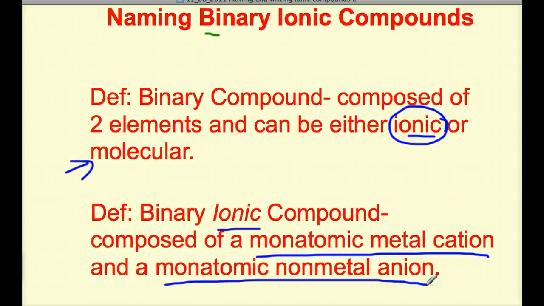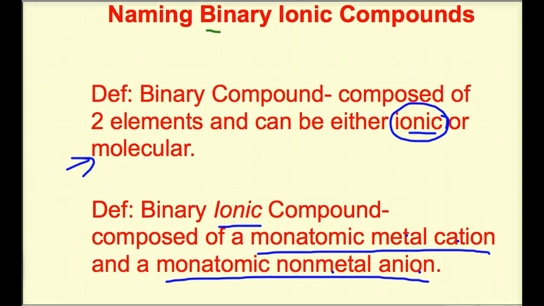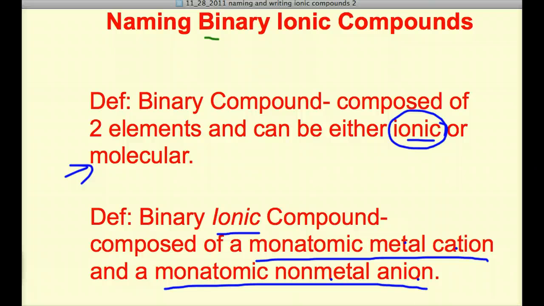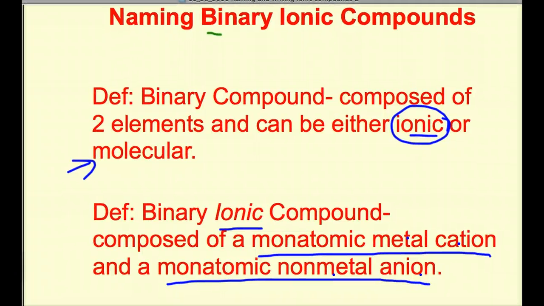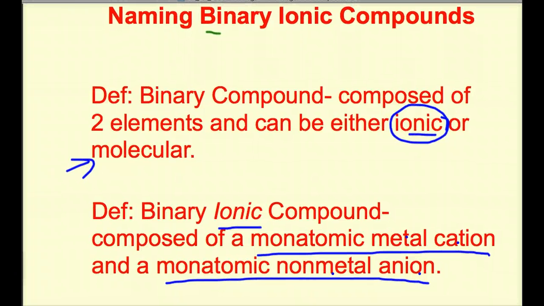So I'd like you to just review and talk to your partner. Why does it have to be a metal cation combining with a nonmetal anion? Go ahead and take a couple of seconds for this. Well, I'm hoping that you'll notice this happens because opposites have to attract. If I have that metal, it has to attract to a nonmetal. If I have that cation, it's going to attract to the anion.